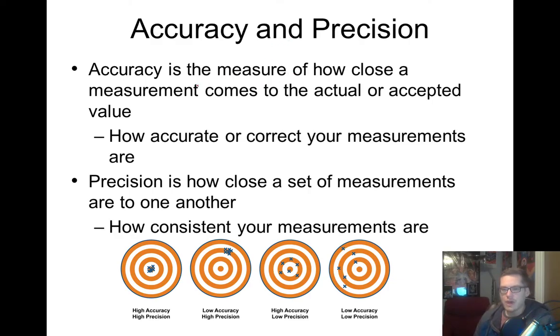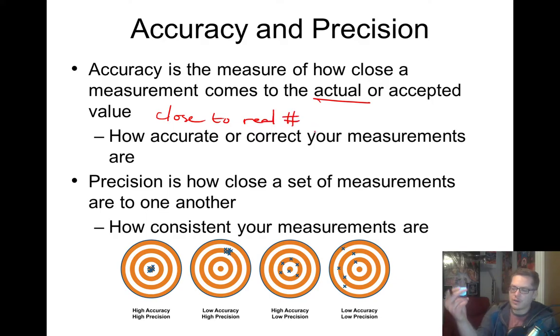All right, so accuracy is defined as the measure of how close a measurement is to the actual value. So how accurate it is means how close are you to the real number. If you have a little piece of metal that you know is exactly 10 grams, you stick it on your balance and it reads 10 grams, then you know your balance is very accurate.